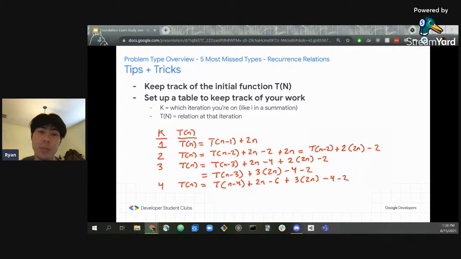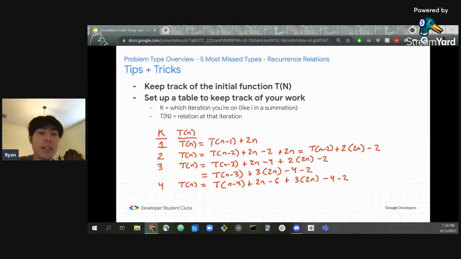Let's go over a couple of tips and tricks that I like to utilize when I work with recurrence relations in particular. First, I like to keep track of the initial function T(n). Every time you're given a recurrence relation problem, you're usually going to be given a T(n), which represents the recurrence relation, and a base case. When we're going through this presentation today, I will be using some terms such as base T(n), which simply refers to the T(n) or recurrence relation that you're given in the very beginning in the problem statement.